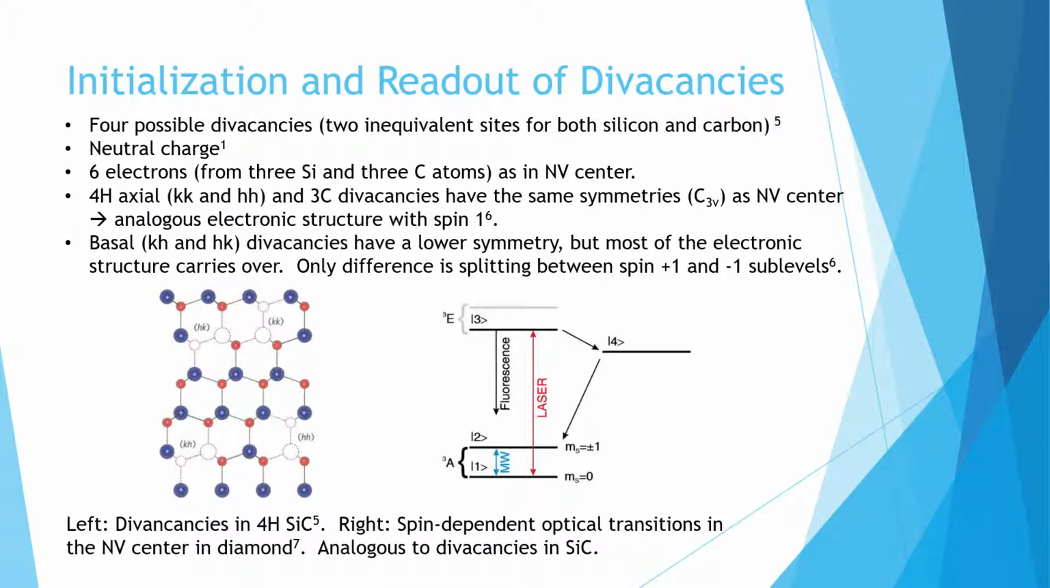The basal divacancies, which are these two, have a lower symmetry, but pretty much all of that still carries over. The only difference is that whereas in the axial divacancies these two plus and minus 1 sublevels are degenerate, in the basal divacancy they're not degenerate, which means you don't have to apply a magnetic field to break the degeneracy. So that's actually somewhat nice.